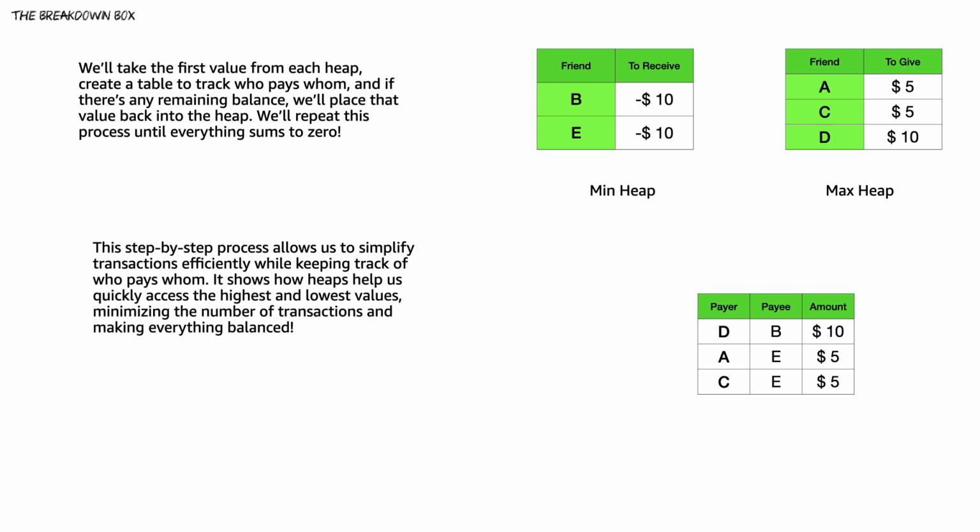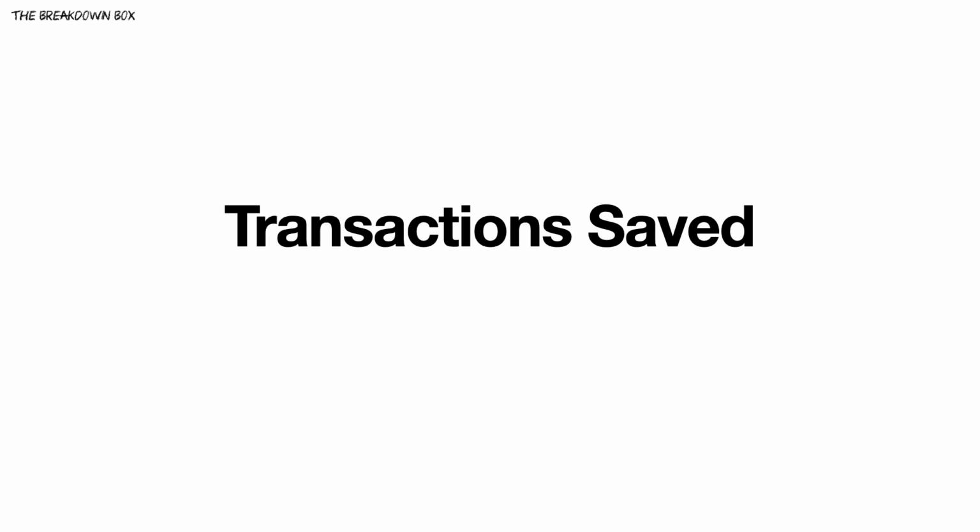This step-by-step process allows us to simplify transactions effectively while keeping track of who pays whom. It shows us how heaps help us quickly access the highest and lowest values, minimizing the number of transactions and making everything balanced. Now let's check how many transactions we save.